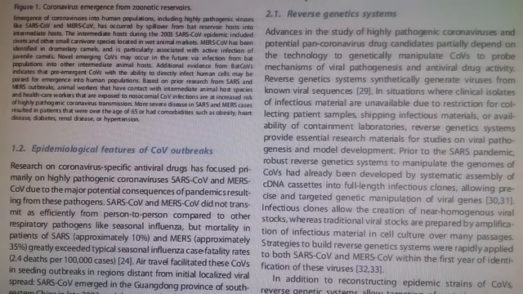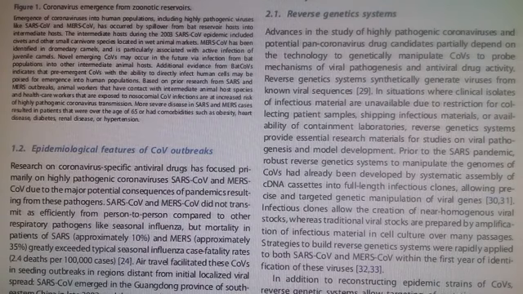Reverse genetic systems synthetically generate viruses from known viral sequences. In situations where clinical isolates of infectious material are unavailable due to restriction for collecting patient samples, shipping infectious materials, or availability of containment laboratories, reverse genetic systems provide essential research materials for studies on viral pathogenesis and model development. Prior to the SARS pandemic, robust reverse genetic systems to manipulate the genomes of COVs had already been developed by systematic assembly of subclones into full-length infectious clones, allowing precise and targeted genetic manipulation of viral genes.